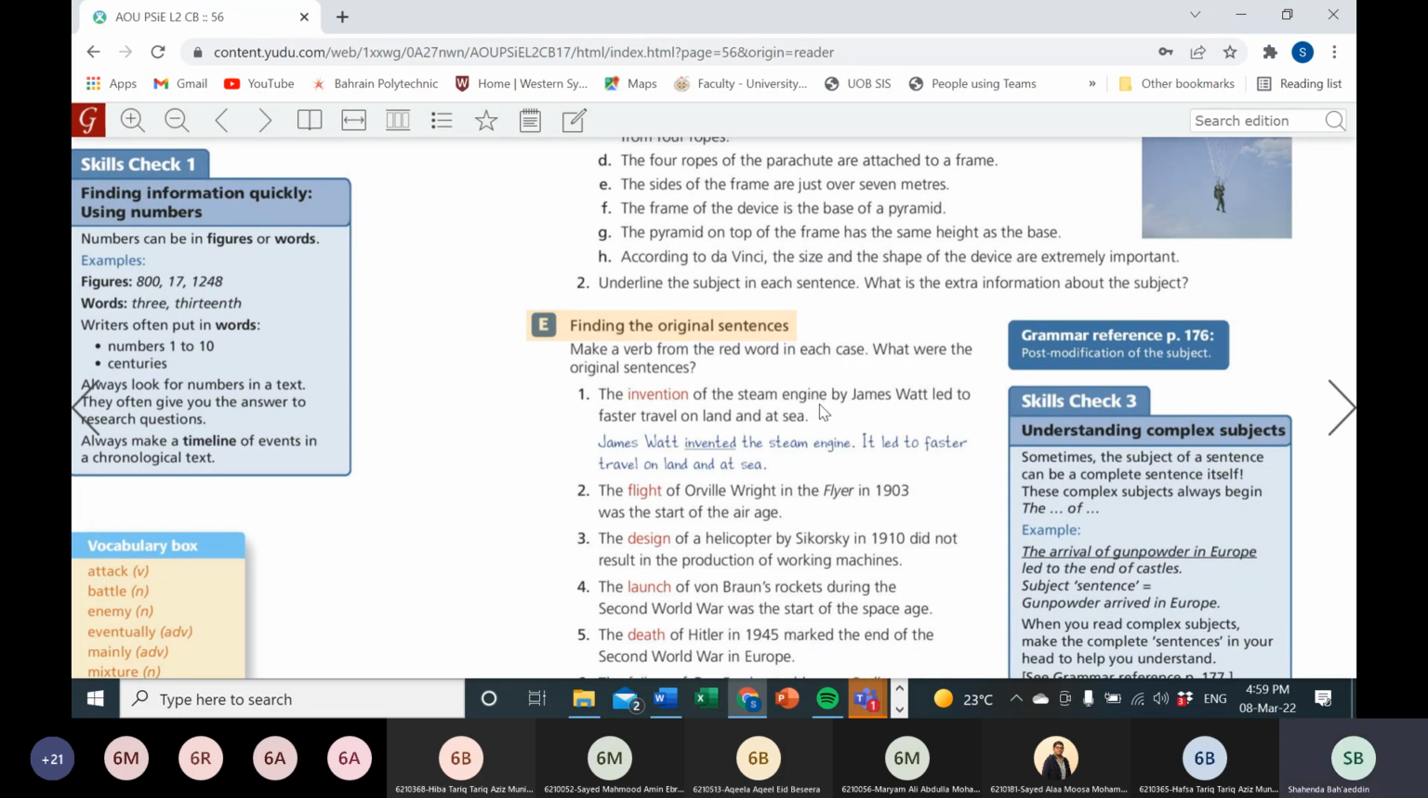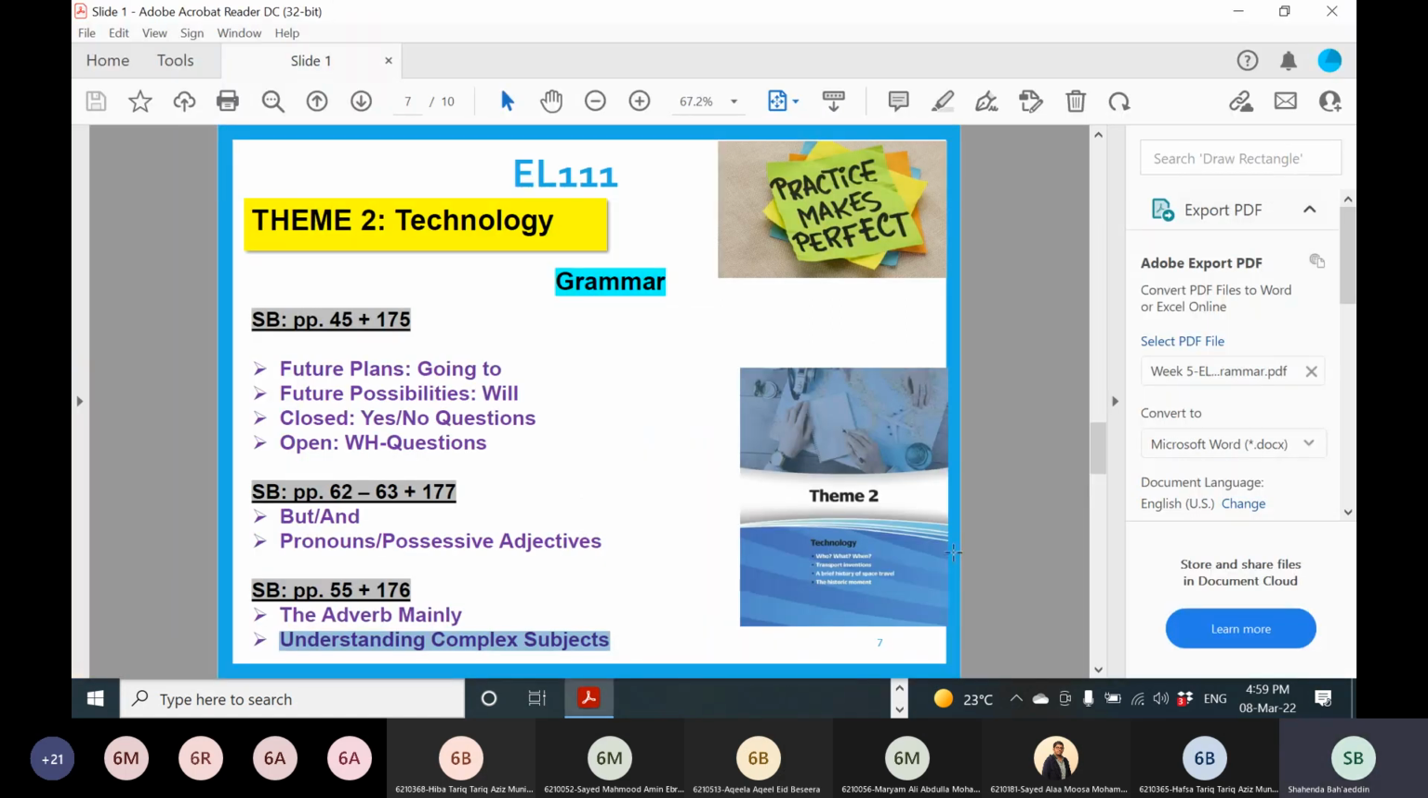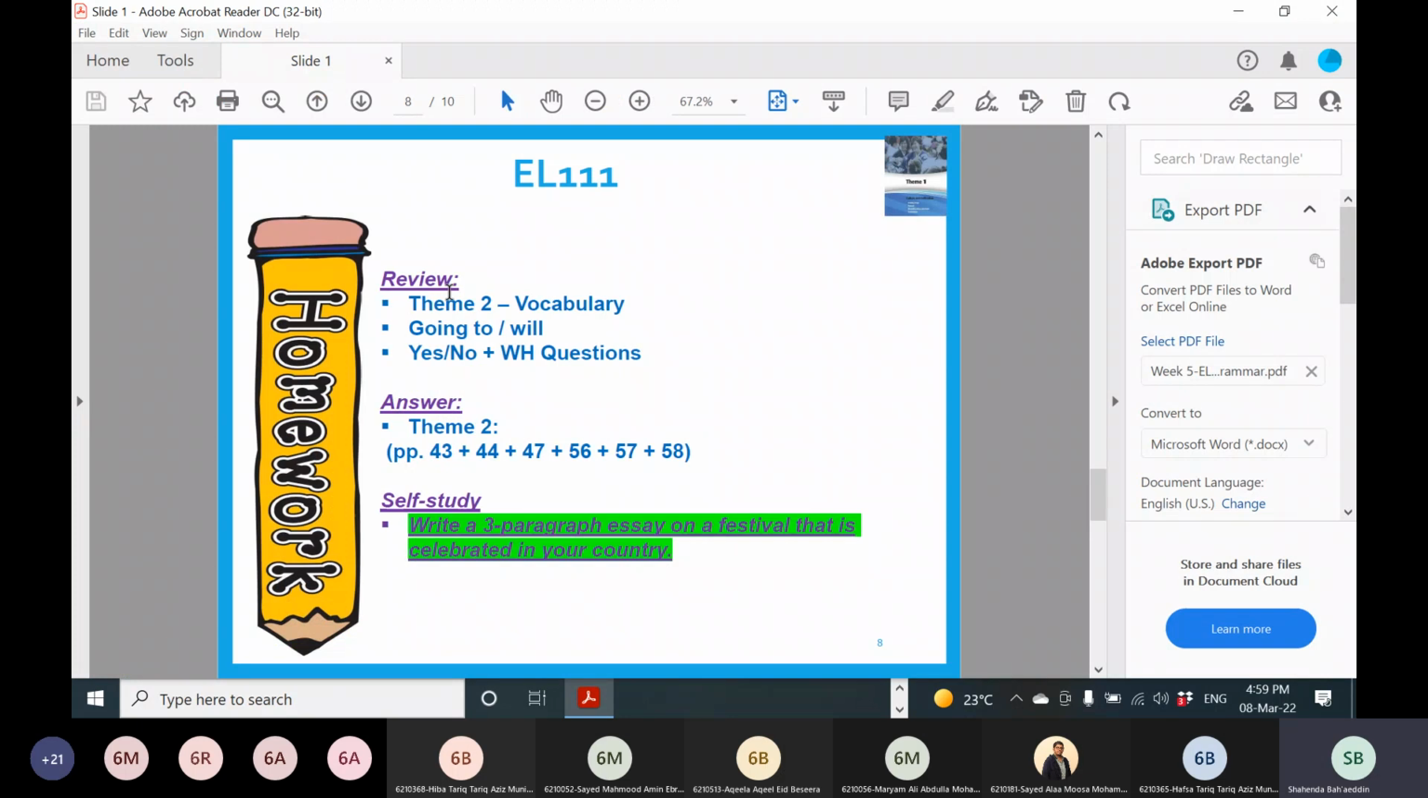We will discuss this next time, inshallah, because it's a little bit confusing. I won't include it in the quiz anyway. So let us just wrap up. These are the things that I want you to review, and these are the things that you have to answer on your own. I won't be able to answer them with you.